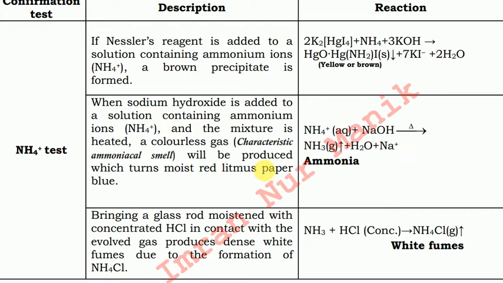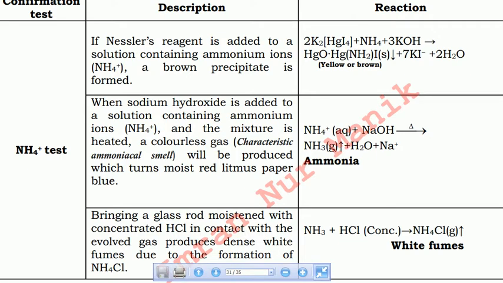We have to heat the test tube. Heating the test tube will produce a colorless gas. The gas is basically NH3, that is ammonia. If we place a glass rod moistened with hydrochloric acid, then this hydrochloric acid will react with the produced ammonia and form ammonium chloride. Ammonium chloride appears as a white film, indicating the presence of ammonium in the sample solution.